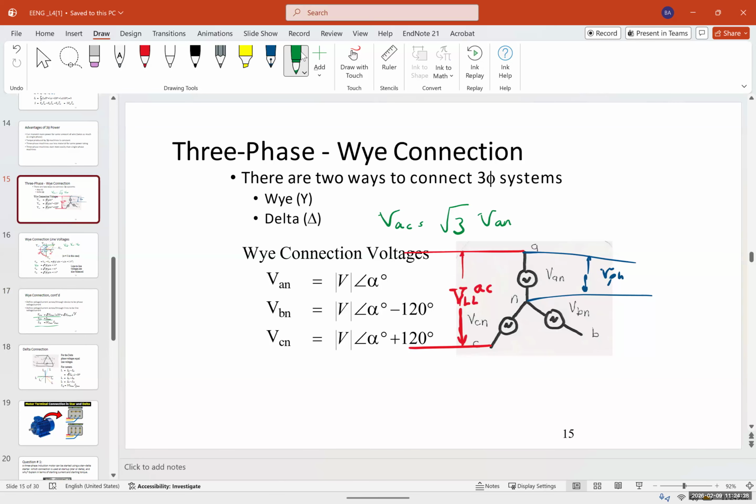So as you can see here, this is I line. It is also I phase. So in a star connection, the line and the phase currents are the same because both these elements are in series. So I of the phase, or IAN, is equal to I of the line, or IA, for example.